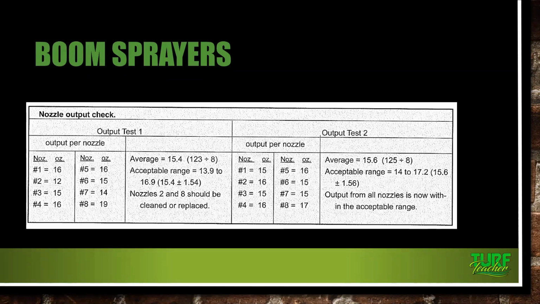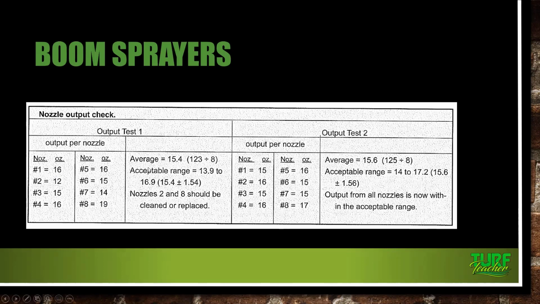So we've got a boom sprayer that's got 8 nozzles. You can see nozzle 1, 2, 3, 4, 5, 6, 7, 8. We're catching them in a container. Well, first nozzle, we've got 16 ounces. Second one, 12. The third one is 15. 4 is 16. 5 is 16. 6 is 15. 7, 14. And 8 is 19. So the lowest one looks like 12, and the highest one is 19.